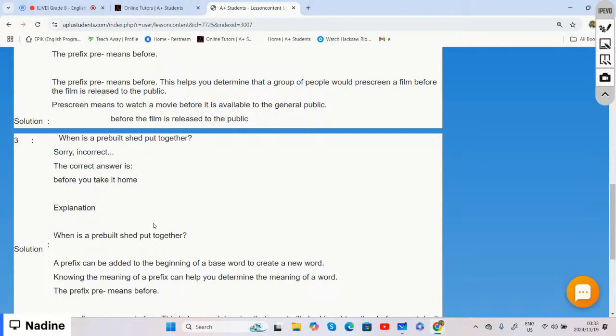It is before you take it home. So usually what people do nowadays is they pre-build a shed so that by the time you take it home, right, some of the structures are already there, like your sides. So all you do is you just basically put the sides together. And then your shed is basically done, not from scratch.